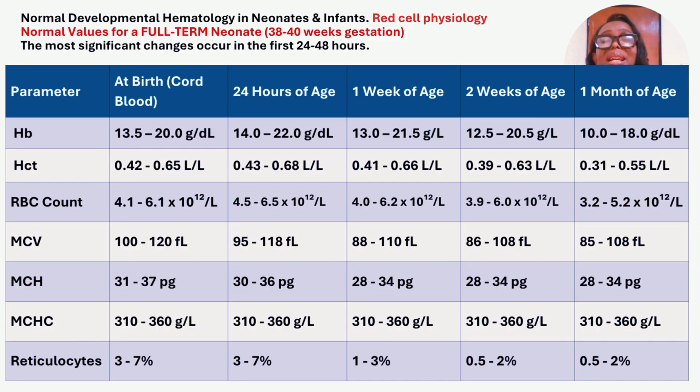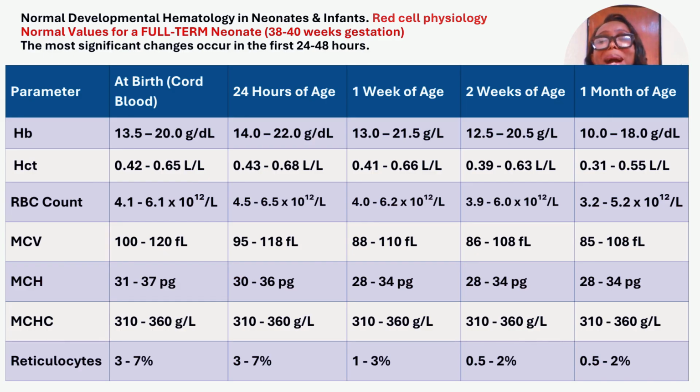Then 1 week later, at 1 week of age, there is a drop to about 13 to 21.5 g/dL. And then at 2 weeks of age, there's a further drop in hemoglobin to about 12.5 to 20.5 g/dL. While at 1 month after birth, you have a further drop in hemoglobin level to about 10 g/dL to 18.0 g/dL.